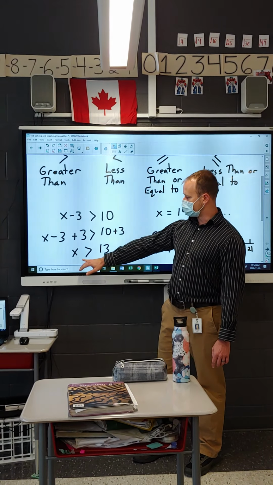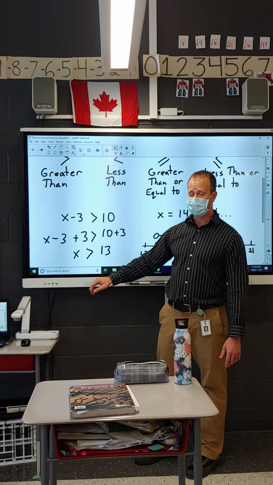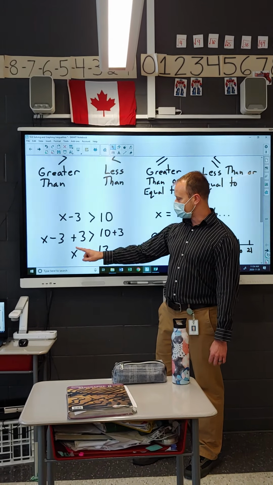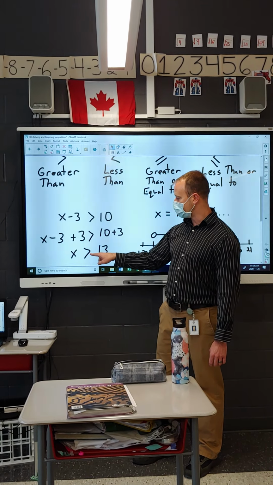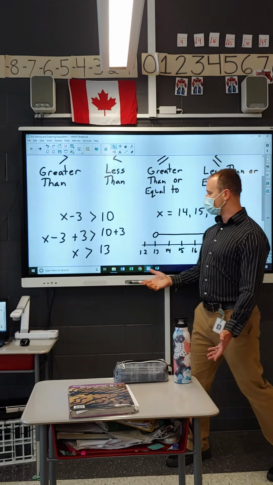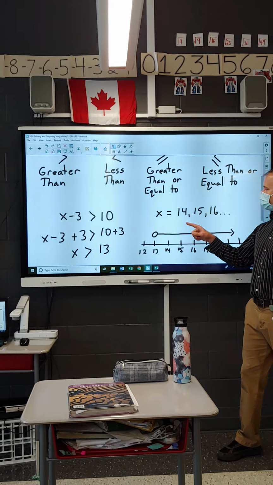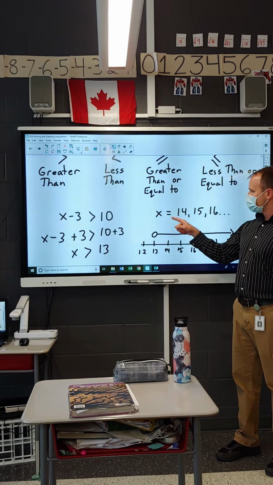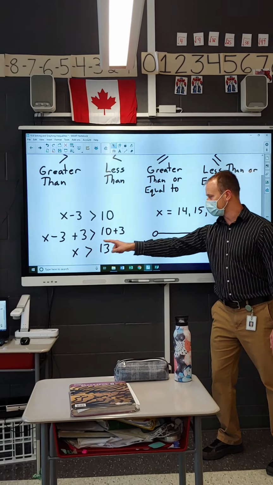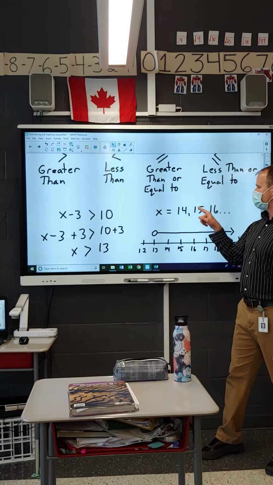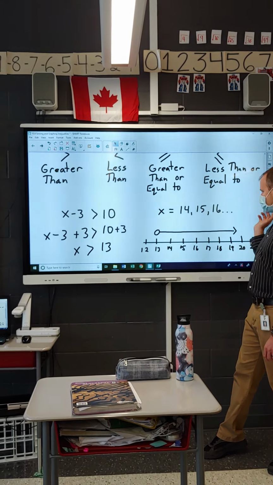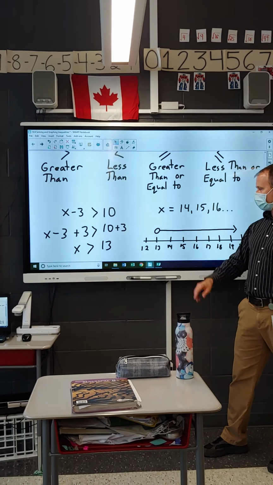So now what this is saying, before it would be x equals 13, but it's not. In this case, whatever x is has to be greater than 13. So we get a whole range of values that x could be. Because x is going to be anything greater than 13, x could be 14, 15, 16, and so on and so forth forever, okay?